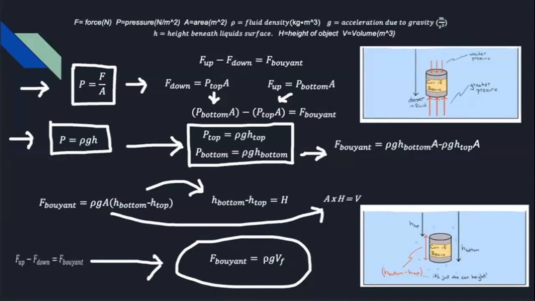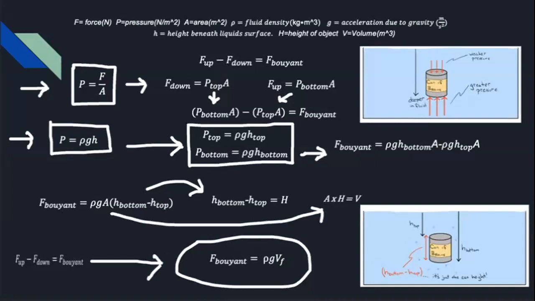With some factoring, you can take out our like terms, and we have fluid density times gravity times area. And in parentheses, we have the height to the bottom minus the height to the top. With some critical thinking, as well as looking at the picture on the bottom right, we can see that the height to the bottom minus the height to the top is simply equal to the height of the can.